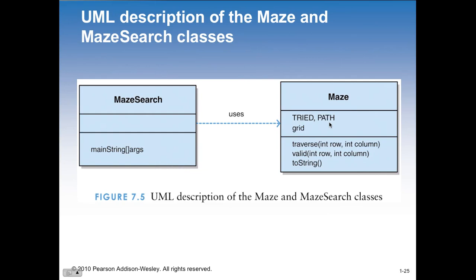This is part of the path, and then we have the grid as the data elements, and then the functionalities that traverse, valid, and toString. If it's valid, we're going to keep along that track. If it's wrong, we're not going to take that track anymore. That's not valid. So this is what the program would look like in terms of the interfaces if we were putting it in UML notation.